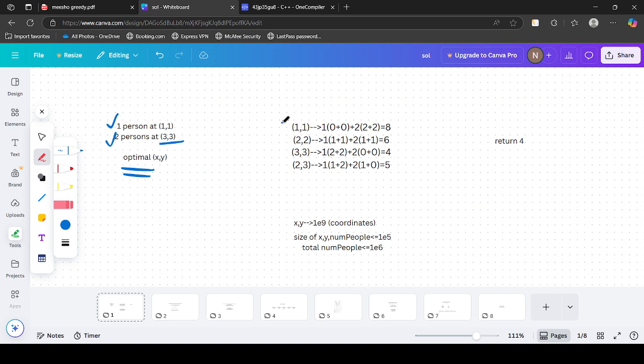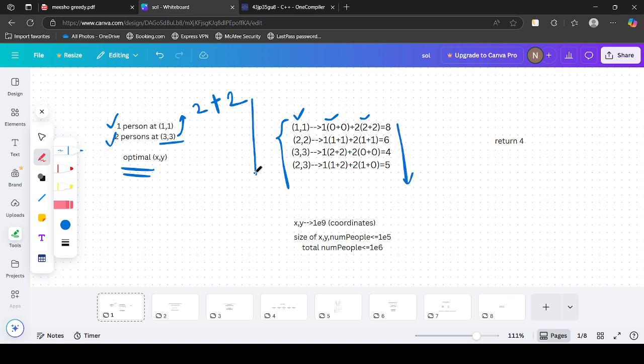For example, let's take some possibilities. If it is (1, 1), what is the minimum distance? What will be the distance? It will be simply 1 into 0 plus 0 plus 2 into 2 plus 2. Because these two persons have to travel 2 plus 2, and as there are 2 persons, it will be 2 into 2 plus 2. And similarly for other examples, we can find the answer.